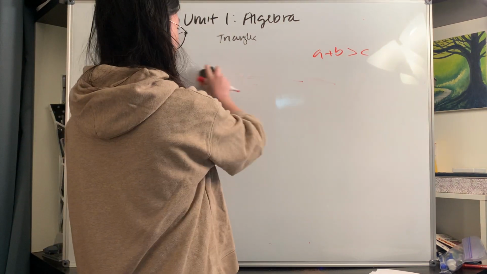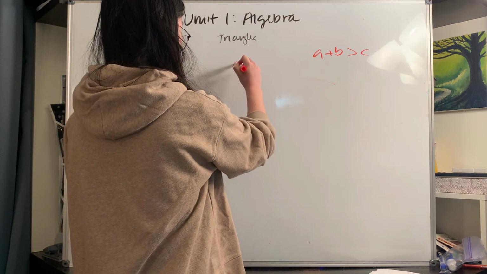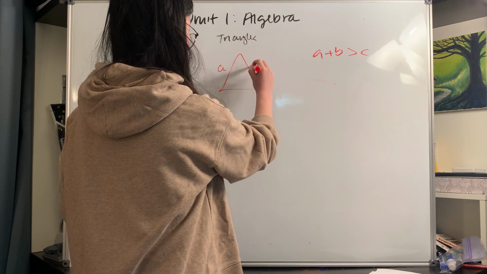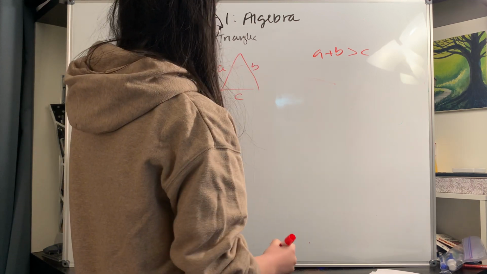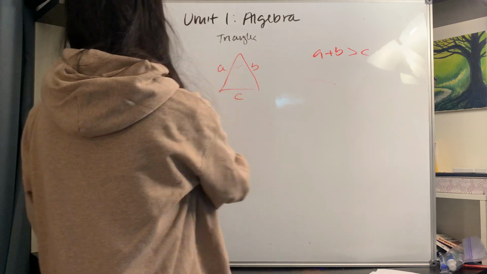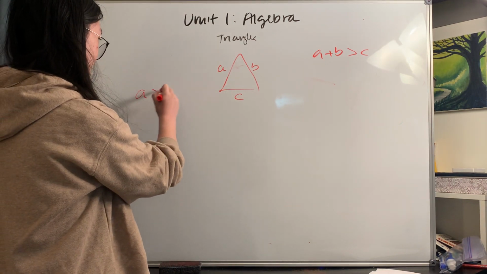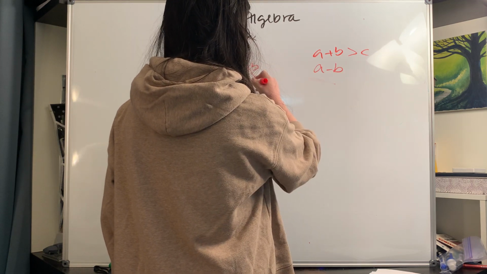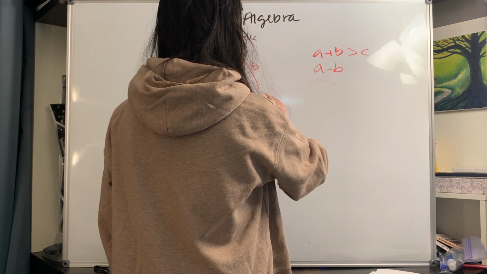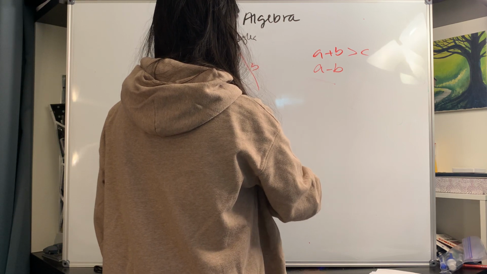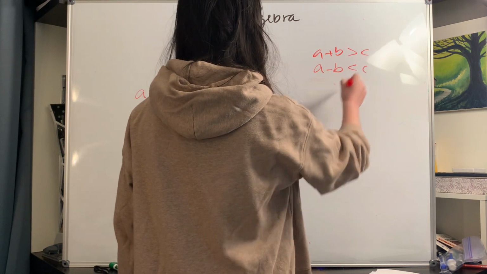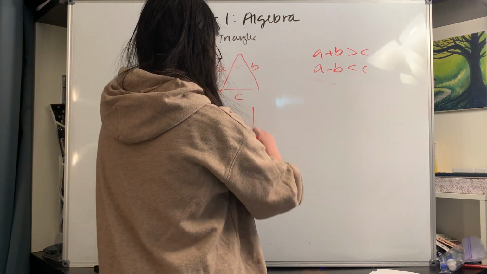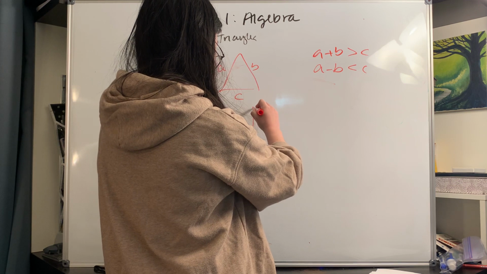And actually, similarly, we have a triangle like A, B, and C again. Let's assume, without loss of generality, that A is greater than B. Well, A minus B has to be less than C, I believe. So the difference between A and B, let's say you have a long line like A, then you have a long line like B.